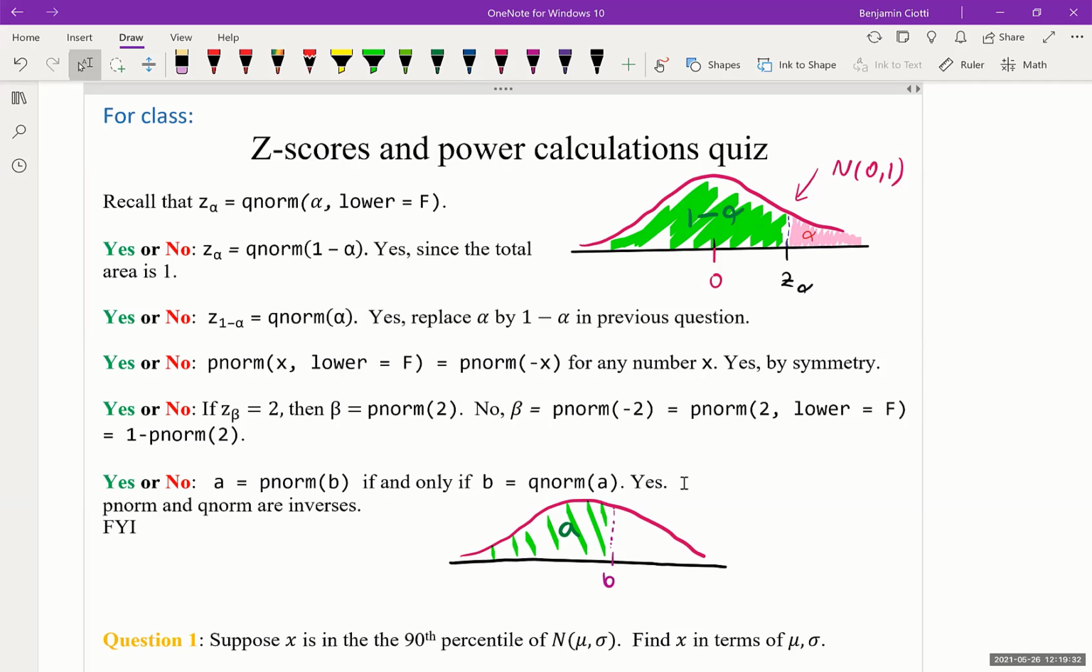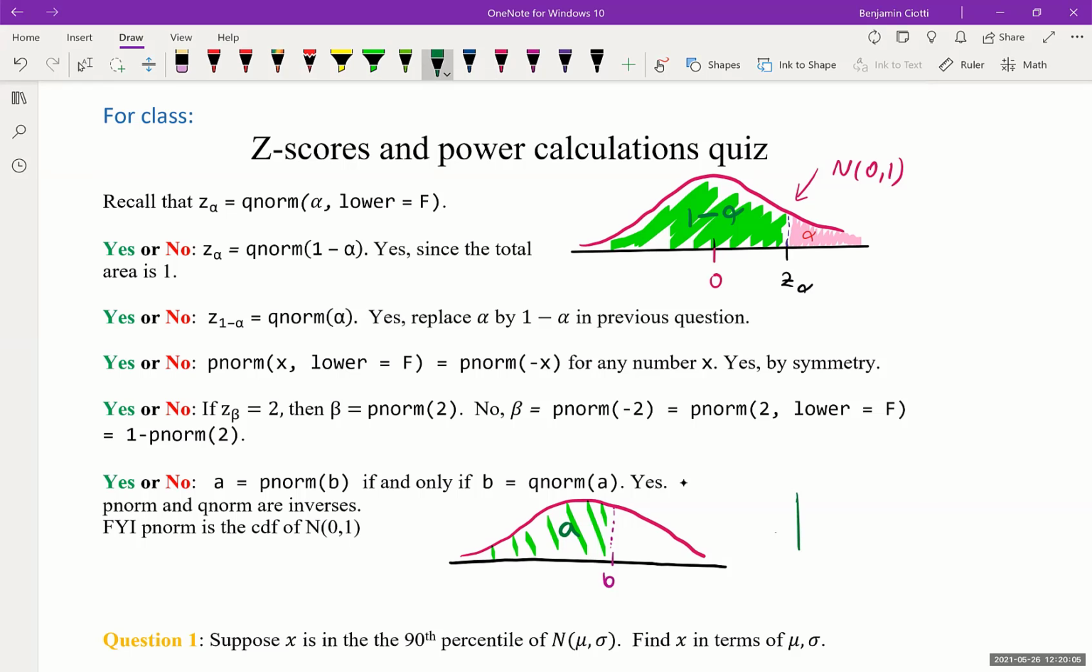And a term we haven't officially used very much in this class is that P norm is also the CDF, the cumulative distribution function of the N(0,1) distribution. So Q norm is the inverse of the cumulative distribution, which exists since cumulative distributions are monotone increasing.